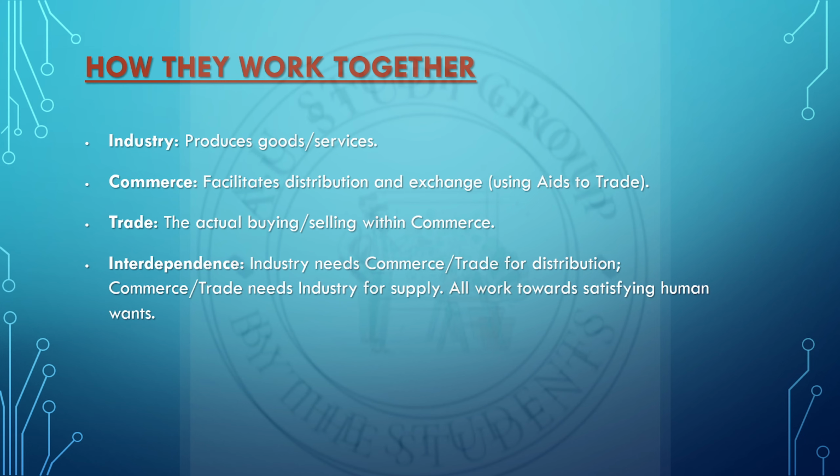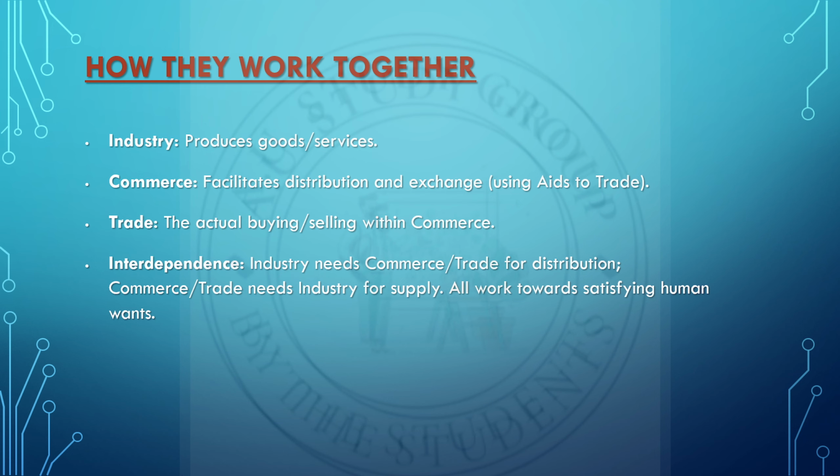Now it's very crucial to see how all these connect. Industry produces goods and services. Commerce facilitates distribution and exchange, using different aids to trade. How we understood the hindrances, how we solve the obstacles, that is aid to trade. And trade is the final exchange step. That is where we buy and sell. And all these three are completely interdependent.